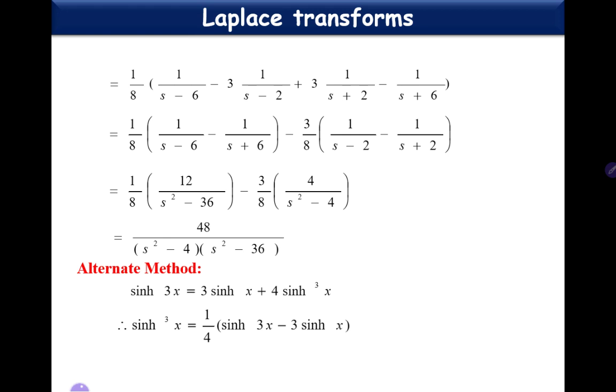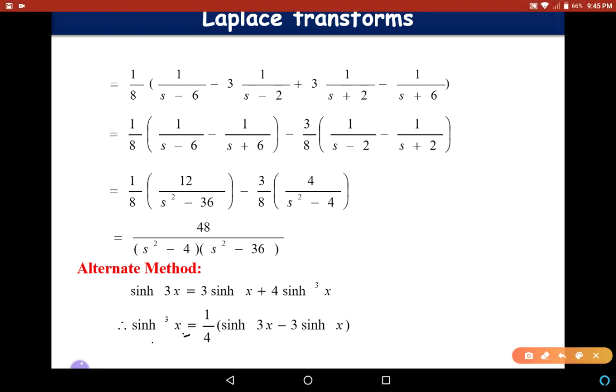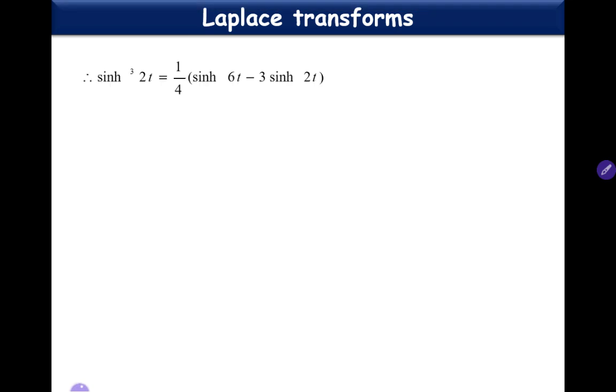Now in place of x we write 2t. Put x is equal to 2t here. Then we get sinh cube 2t is equal to 1 by 4 times (sinh 6t minus 3 sinh 2t). So taking x equal to 2t, we obtain this.